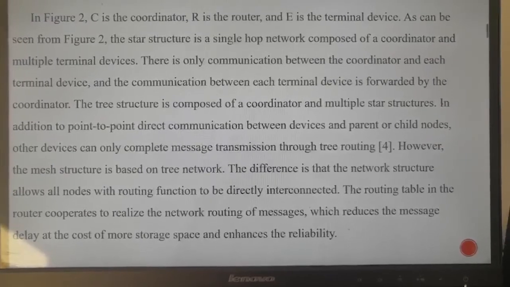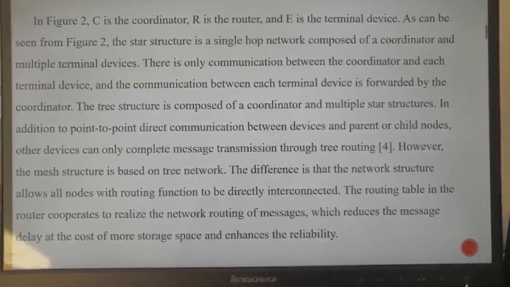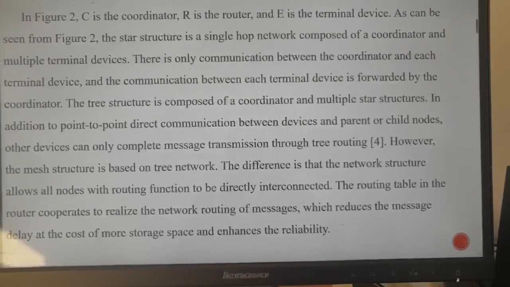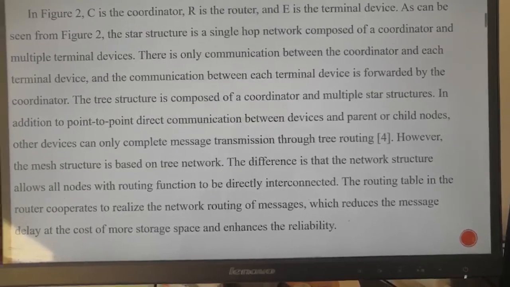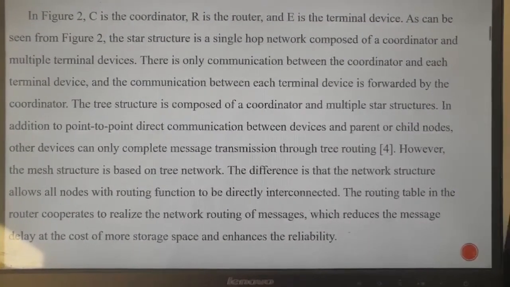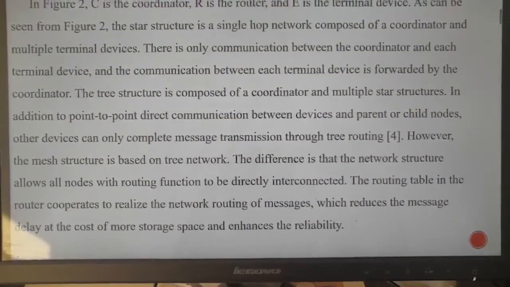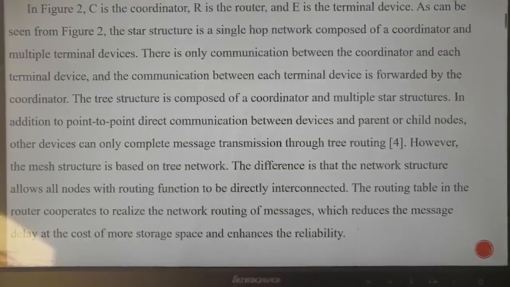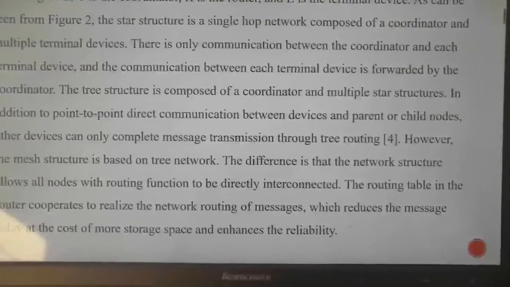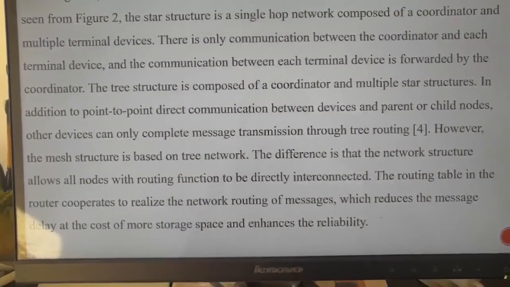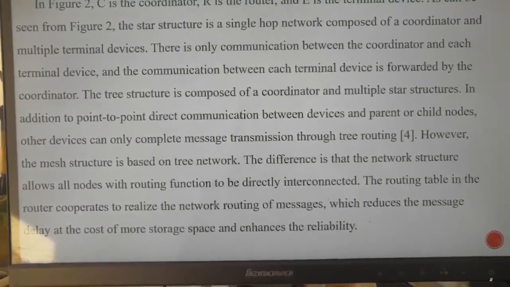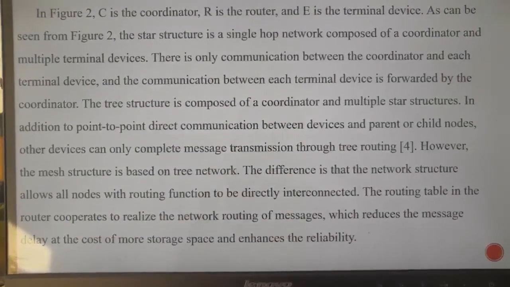The tree structure is composed of a coordinator and multiple star structures. In addition to point-to-point direct communication between devices and parent or child nodes, other devices can only complete message transmission through tree routing. However, the mesh structure is based on this tree network. The difference is that the network structure allows all nodes with the routing function to be directly interconnected. The routing table in the router operates to realize network routing of messages, which reduces the message delay and the cost of more storage space and enhances the reliability.